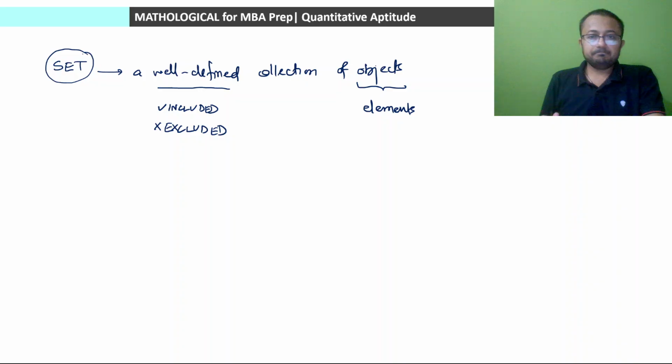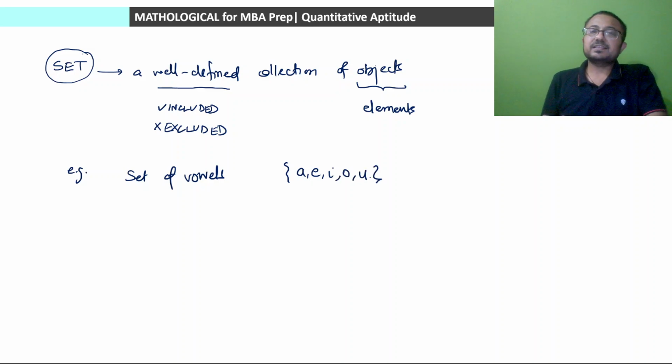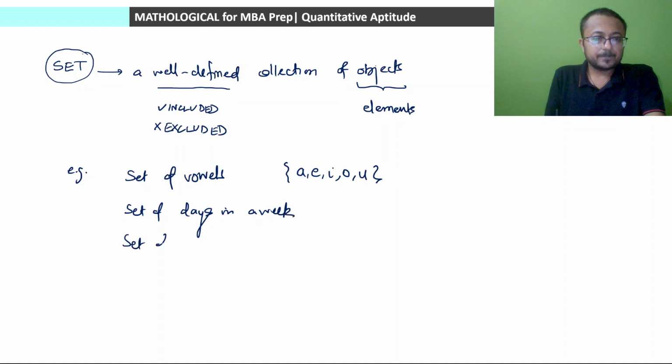Okay, क्या यहाँ तक बात क्लियर है? For example, set of vowels, and we are writing these in curly braces. ठीक है, inside curly braces, A, E, I, O, and U. These are our vowels. So this is a set of vowels. Similarly, there can be a set of days in a week, ठीक है, और set of prime numbers, etc.